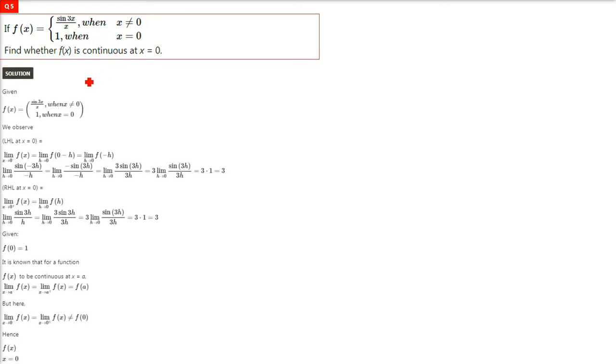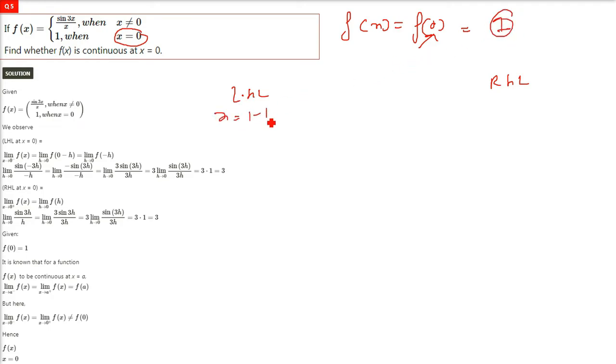Same criteria, same way: left hand limit, right hand limit, and at x equals 0, that is f(x), if x equals 0, it is going to be 1. So for the left hand limit and right hand limit, we would like to have this number 1. So LHL, RHL. And the point of discussion is x equals 0. So what are we going to put here? x will be equal to 0 minus h, and x will be equal to 0 plus h. It is not 1 minus h. It has to be checked at 0. So 0 minus h and 0 plus h.